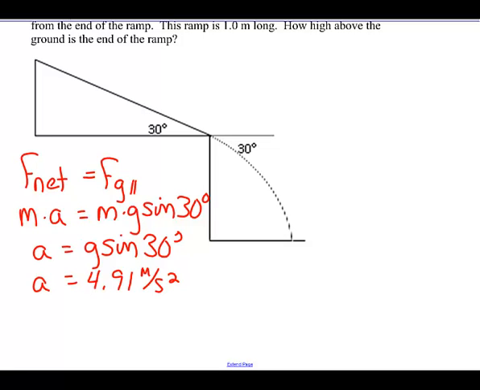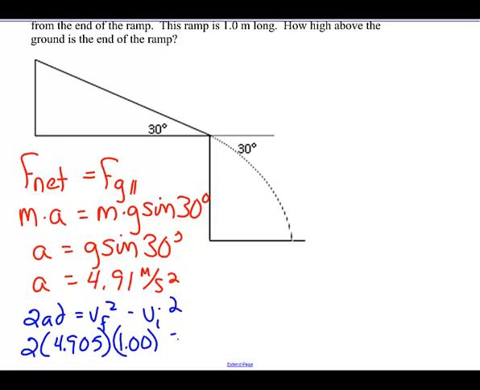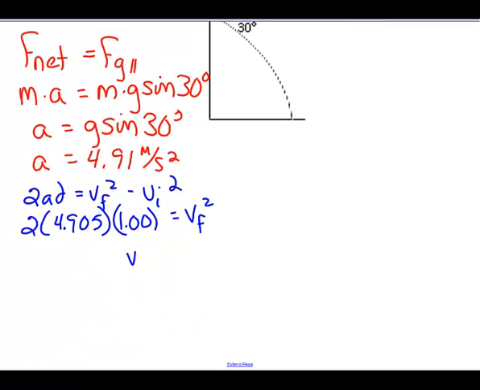Now that we have an acceleration, we can find the final velocity at the bottom of the ramp. We're going to use the kinematic equation as we did before to find that. So I know acceleration, so it's 2 times 4.905, or 9.81. Distance this time is 1 meter. Our initial velocity again is 0, so that's final velocity squared. Final velocity squared is 9.81. So our final velocity is 3.13 meters per second.